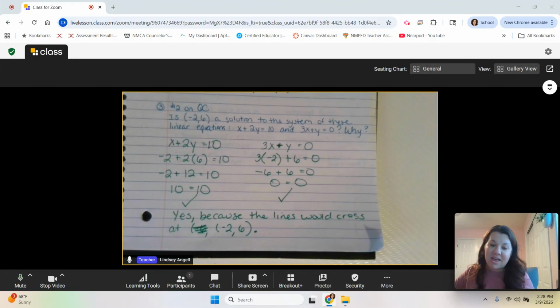All right, so I hope that helps. You also could have tested this by graphing both of them, and seeing, do they cross at negative 2, 6.